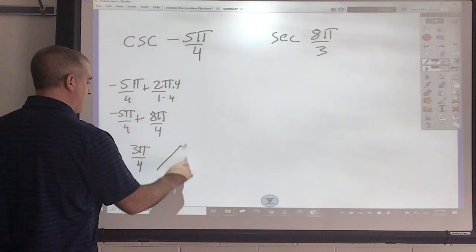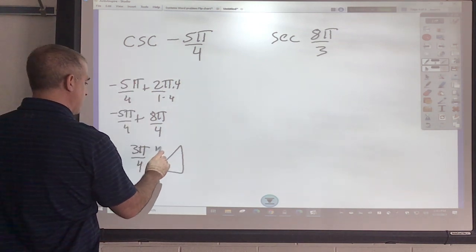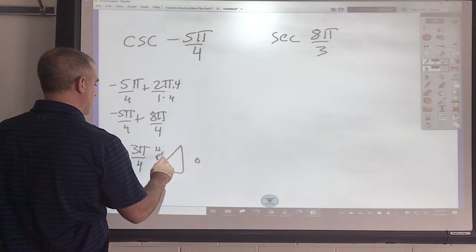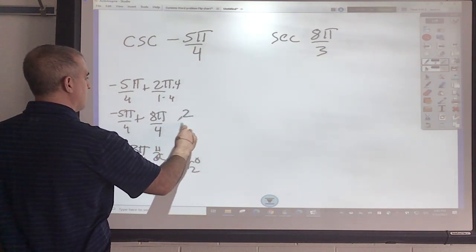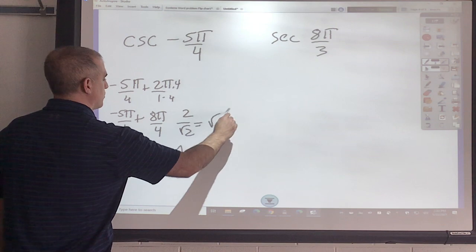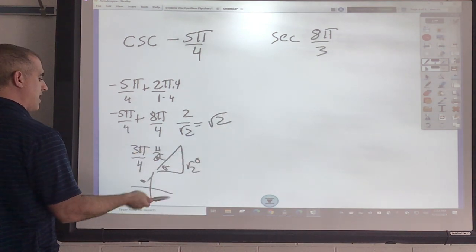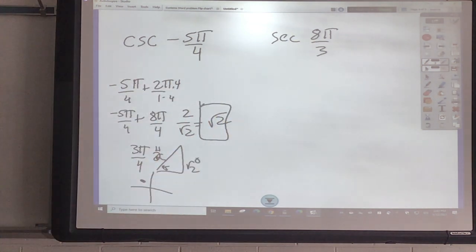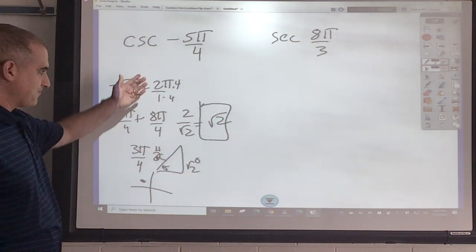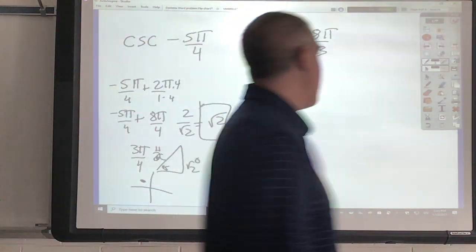That's going to be the 45-degree triangle. Cosecant would be h over o, so this would be 2 square root of 2, so it's going to be 2 over the square root of 2, which would turn into square root of 2. Now 3 pi over 4 ends up being in this quadrant. This would end up being positive, so that's going to be my answer. So what you have to do is basically get a common denominator and add them there.